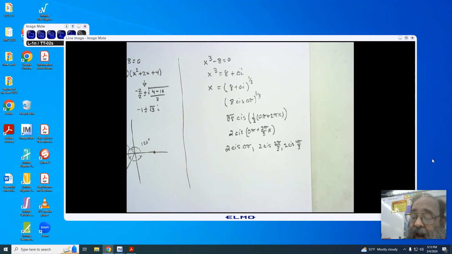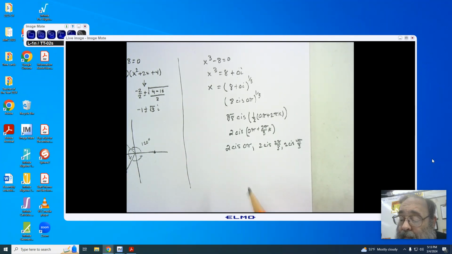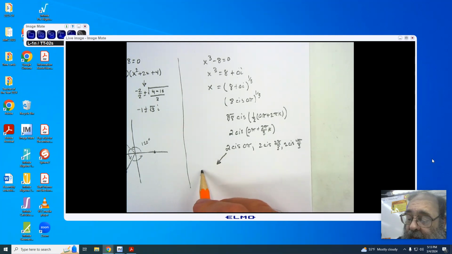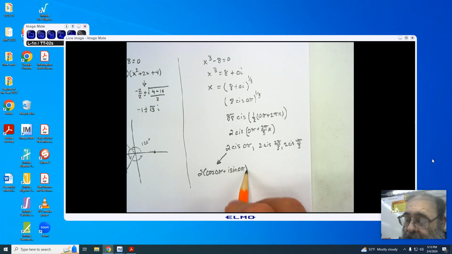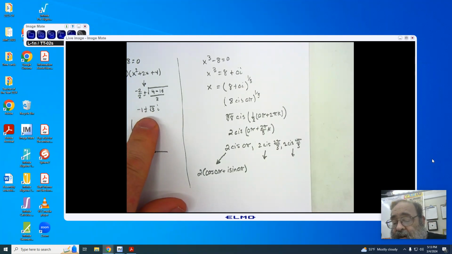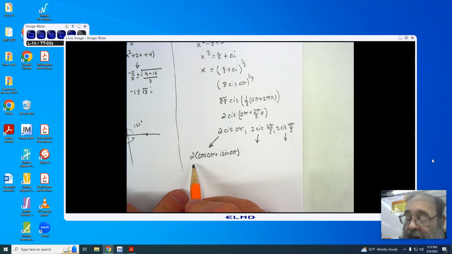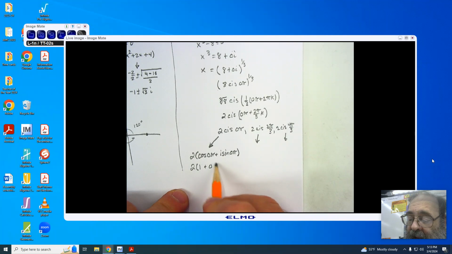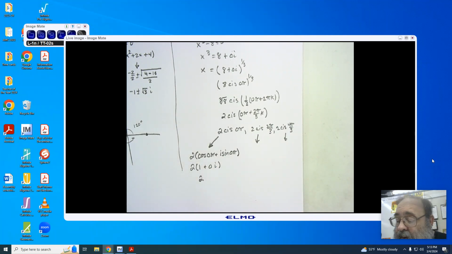And the only way that we can actively check to see if we got them right is to plug in and work backward. So we would have 2 cosine 0 pi plus i sine 0 pi. And our job would be to simply simplify, and we would do the same thing for this one and this one, and check to see if we got the same thing. In this case, we have 2 times 1 plus 0i. And you notice that just gives us 2.